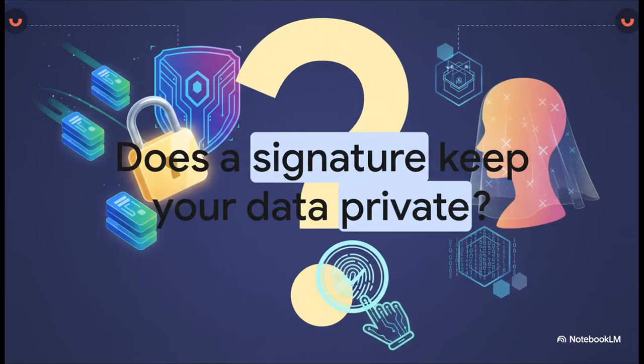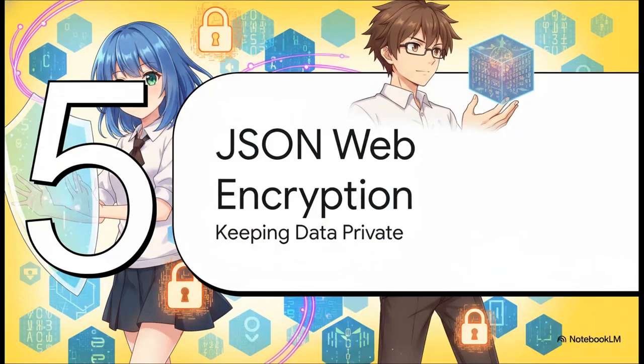Which brings up a vital question for your own web apps. If a signature just validates data to prove it wasn't tampered with, does it actually keep things like sensitive profile information private from prying eyes? Spoiler alert, absolutely not. Decoding the token reveals the data in plain text. And that perfectly tees up our final section, JSON Web Encryption.